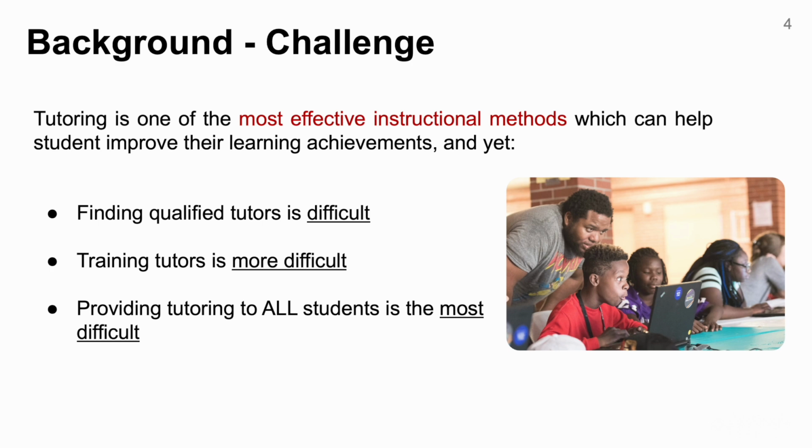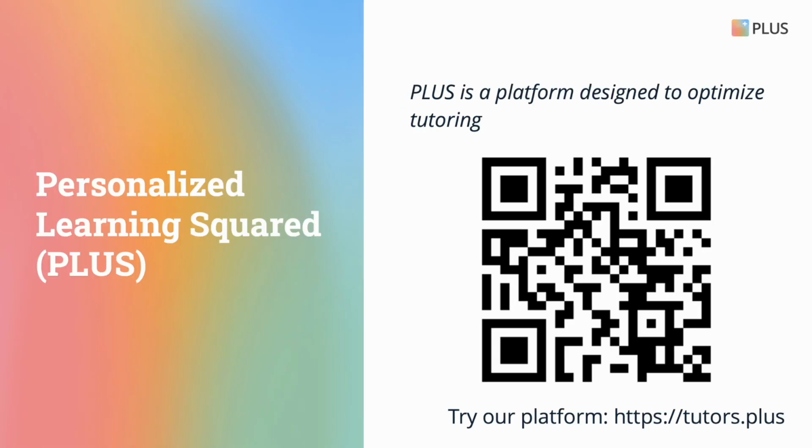Here is a bit of background about tutoring. As we know, tutoring is one of the most effective instructional methods which can help student learning. However, we find that finding qualified tutors is actually difficult, and training the tutors to be at a qualified level is more difficult. The most difficult part is to provide tutoring for all the students. To address this issue, Personalized Learning Square Plus is a platform designed to optimize the tutoring process.